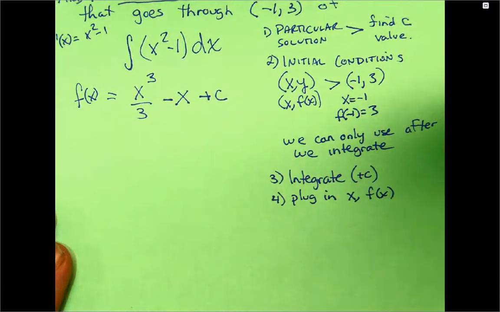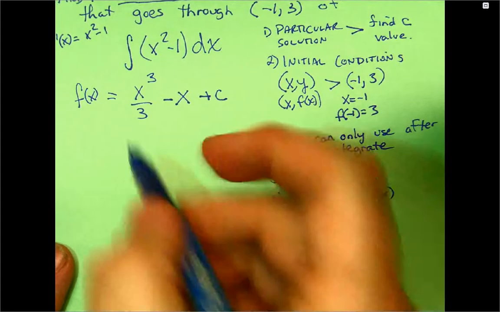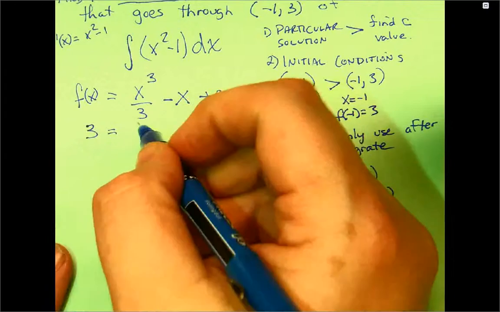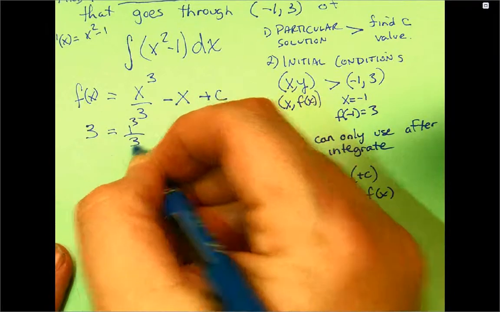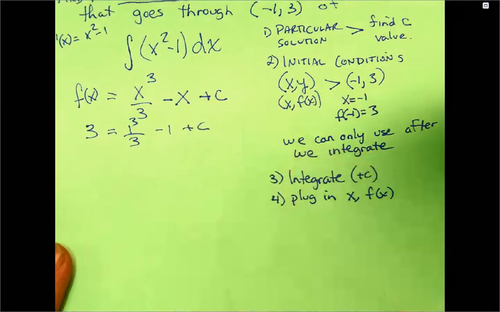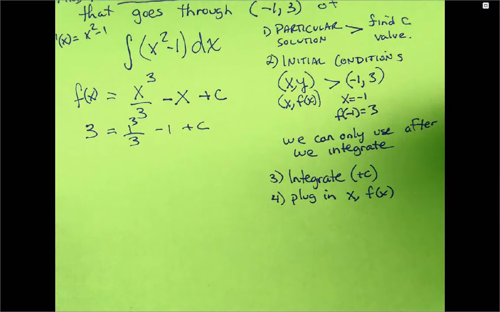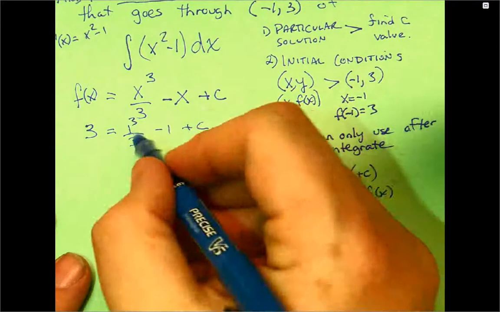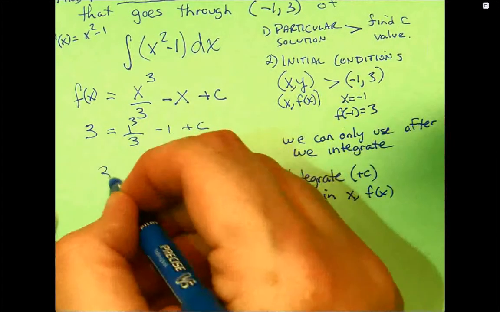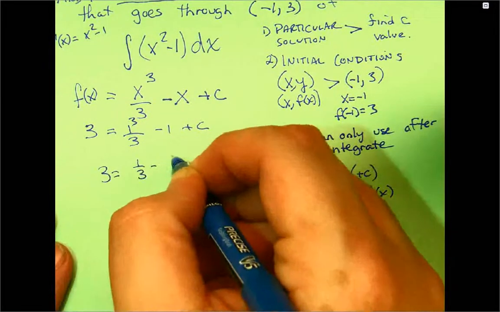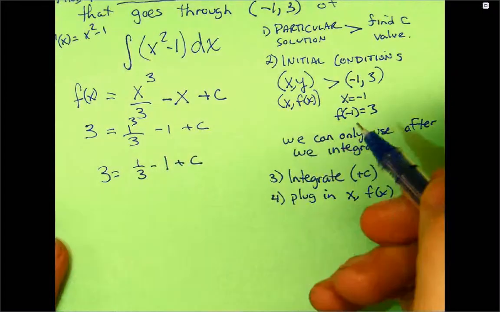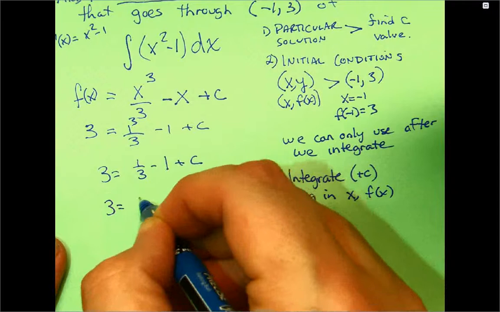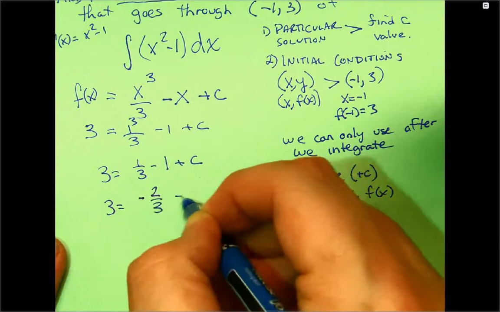So after we integrate, plug in x and f of x. Well, what's my f of x? 3. That's equal to 1 cubed over 3 minus 1 plus c. Is that something that you are capable of actually figuring out? Alright, 1 cubed is just 1, right? So this is 3 is equal to 1/3 minus 1 plus c. Well, what's 1/3 minus 1? Alright, negative 2/3 plus c.